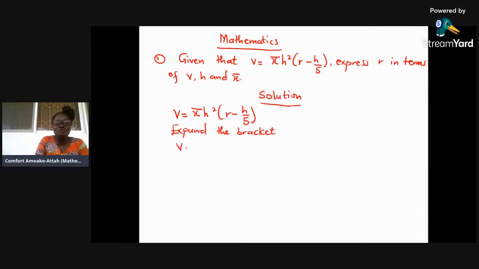Expanding the brackets means that pi h squared will multiply everything inside the bracket. It will multiply the r as well as multiply the h over 5. So let's do it together.